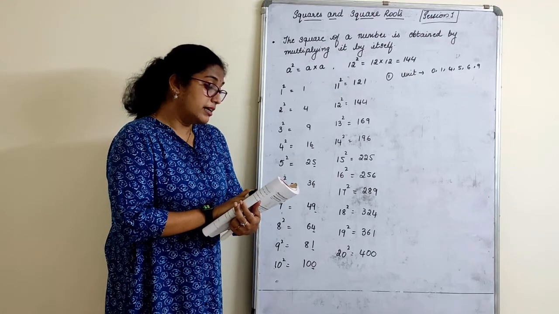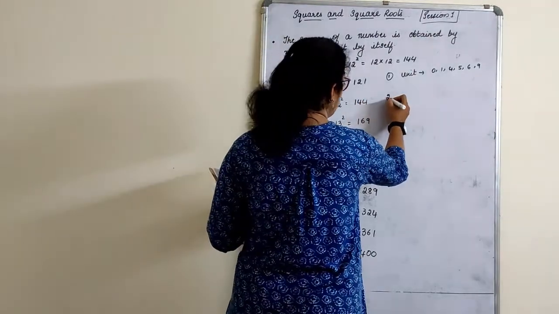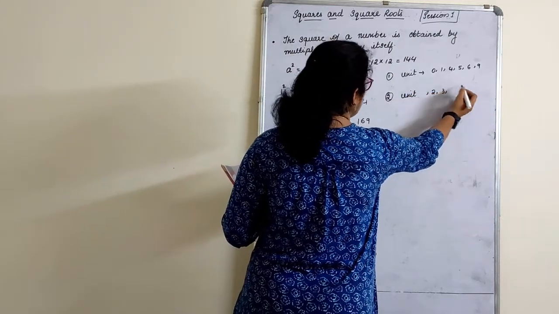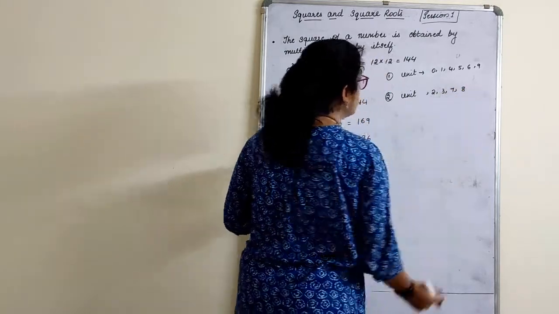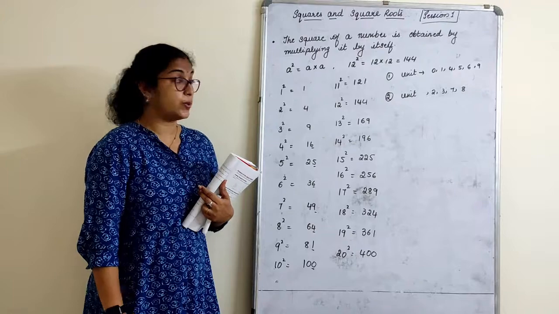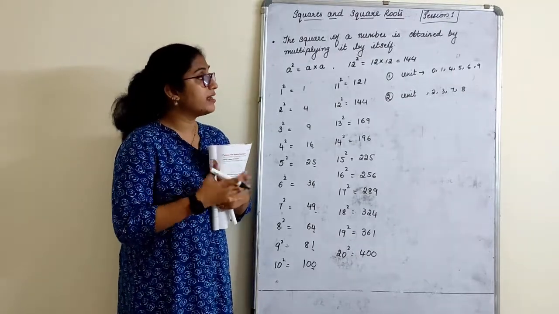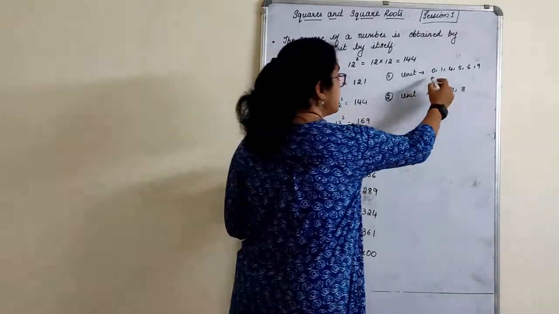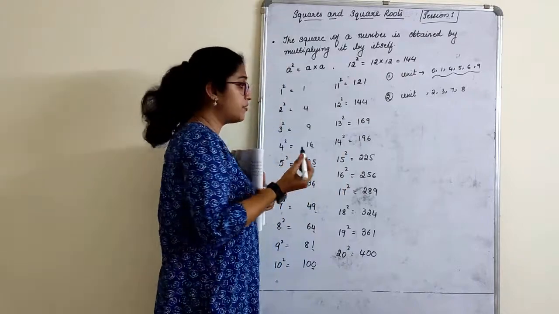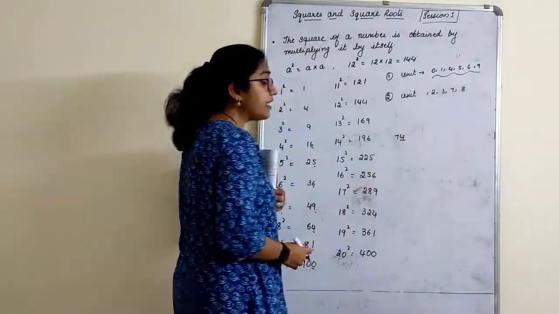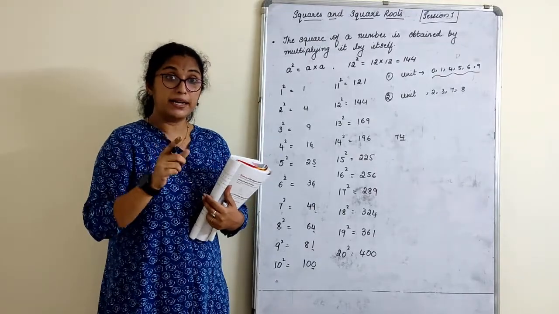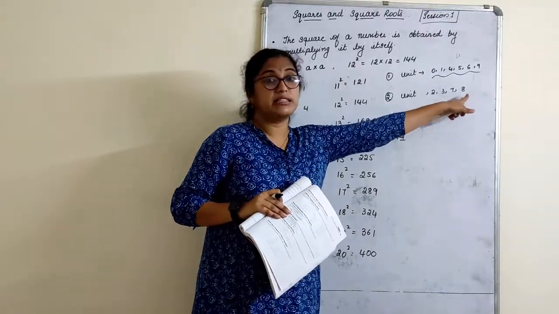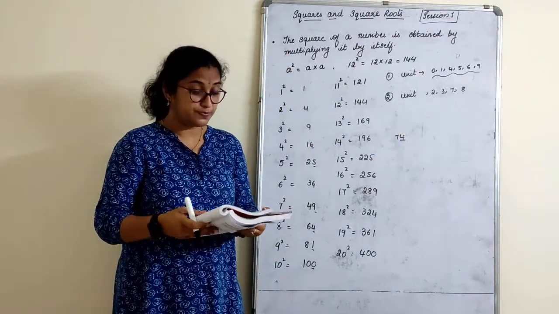Next, a number having a unit place, suppose if any number is given whose unit place is 2, 3, 7, 8, that means it is not a perfect square. It is not that every number whose ending is 4 is a perfect square, no. But if it is a perfect square, it has to end with these numbers. For example, if I say 74, since it is ending with 4, it need not be a perfect square. But if it is a perfect square, it has to end with these numbers. In case they are ending with other numbers, that means they are not perfect squares.